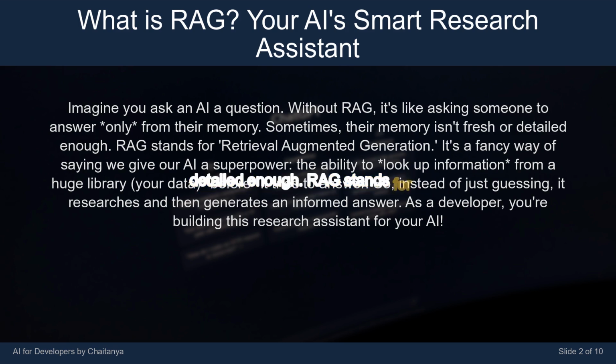RAG stands for Retrieval Augmented Generation. It's a fancy way of saying we give our AI a superpower: the ability to look up information from a huge library, your data, before it tries to answer. So, instead of just guessing, it researches and then generates an informed answer. As a developer, you're building this research assistant for your AI.